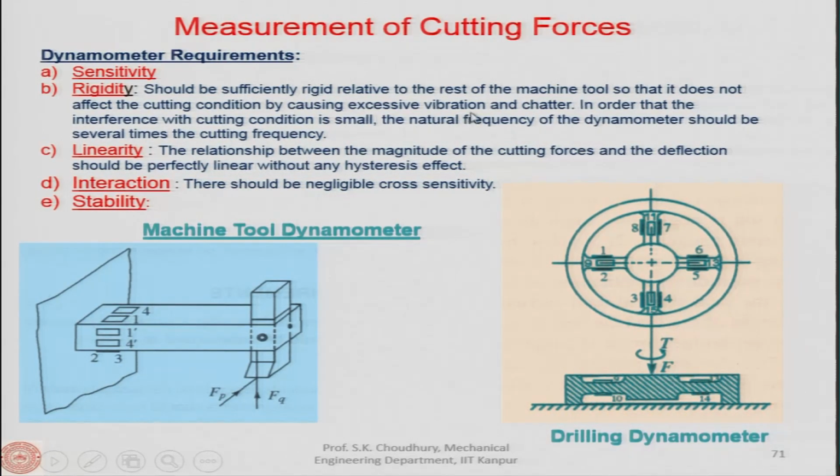So, therefore, it is told here that the rigidity of the dynamometer should be sufficient. And that dynamometer, when it is attached to the tool post, should not cause excessive vibration or self excited vibration, which is chatter. In order that the interference with cutting condition is small, the natural frequency of the dynamometer should be several times the cutting frequency.